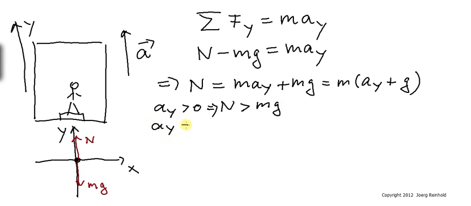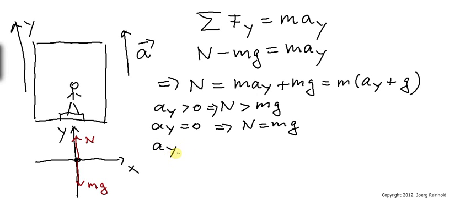Should a_y be 0, that means the elevator is at rest or moving at constant speed, either up or down, that doesn't matter. Constant speed up or down is both a_y equals 0. In all these cases, not moving or moving at constant speed, the normal force, which is the reading of the scale then, is just the weight.